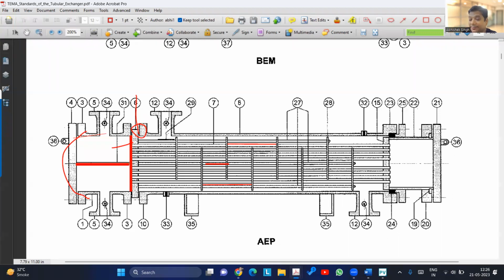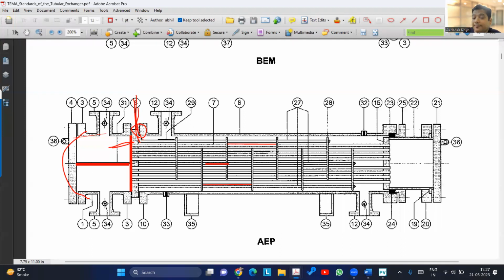Are you guys getting what I'm saying? I am doing the shell hydro. So my purpose of checking is the leak from this gasket, and the second will be the tube to tube sheet joint leak. Okay, these are the two areas of my interest.